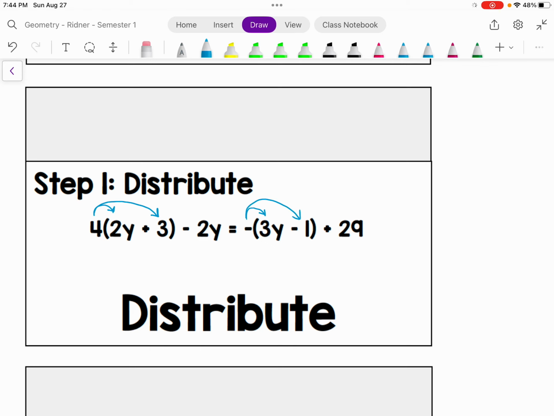So in this case, 2 of them. So 4 times 2y is 8y. 4 times 3 is 12. And then carry down the rest. Negative times positive 3y is negative 3y. Negative 3, there's not a 1 here, but it's like a negative 1. Times negative 1 is positive 1. And then bring down the plus 29. So we have done the first step.